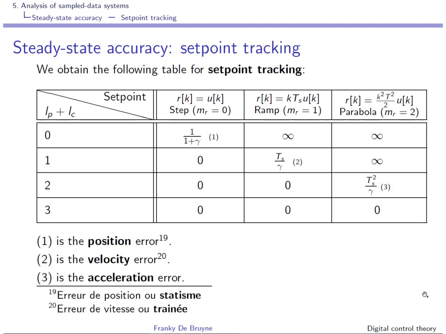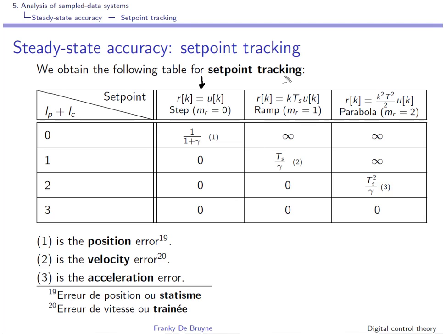So in summary, and we're now looking at the first column, if you want to follow a step signal, then you need at least one integrator in the loop. If you have more than one, then you'll be able to follow the step. If you do not have any integrator in the loop, there will be a position error, in French, erreur de position ou statisme. And this position error is linked to gamma that we have introduced before, and in this case gamma is called the position error constant.